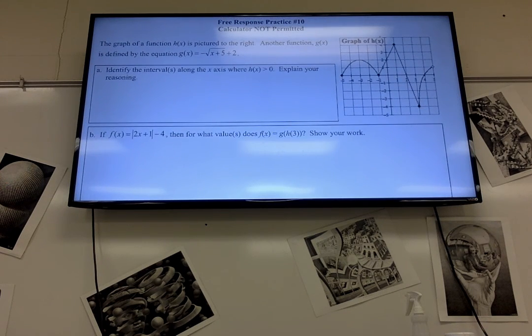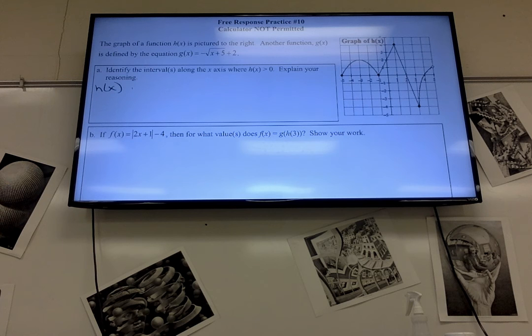Again, this one is a calculator not permitted problem. So we have the graph of a function that's pictured to the right, and another function is defined by g of x. So A is identify the intervals along the x-axis where h of x is greater than 0, and it says explain your answer. So I'm going to go ahead and start with the reason.